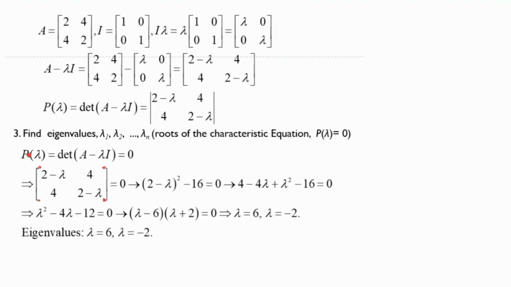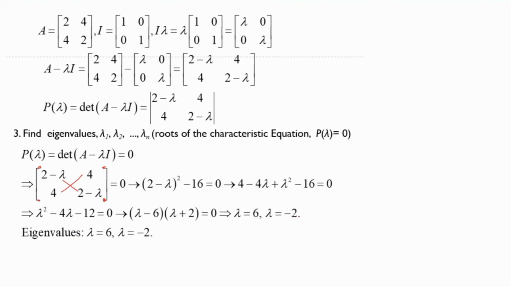So this equals 2 minus lambda times 2 minus lambda, minus 4 times 4, which is 16. So (2 minus lambda) whole squared minus 16 equals 0. When we simplify this, we get 4 minus 4 lambda plus lambda squared minus 16, then lambda squared minus 4 lambda minus 12 equals 0. When we factorize this, we get (lambda minus 6)(lambda plus 2). So lambda equals 6 and lambda equals minus 2. These are our eigenvalues.